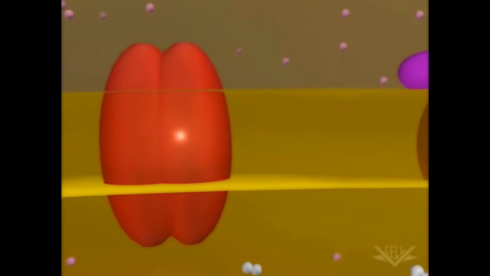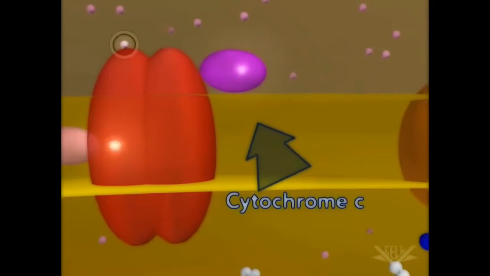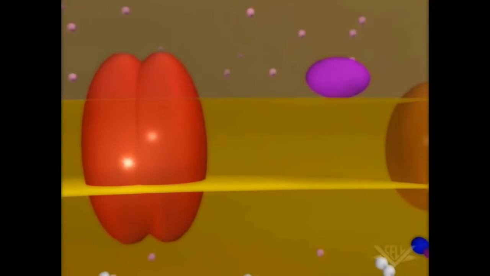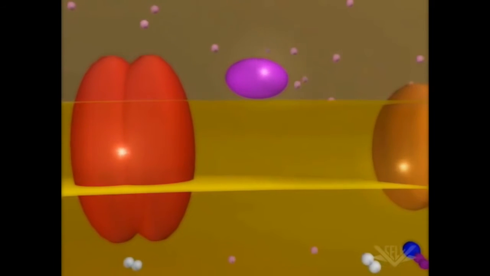Each electron is then passed from the cytochrome BC1 complex to cytochrome C. Cytochrome C accepts each electron one at a time. One hydrogen ion is pumped through the complex as each electron is transferred.